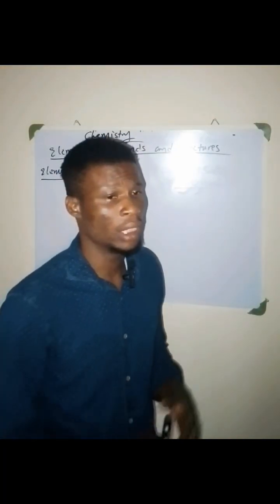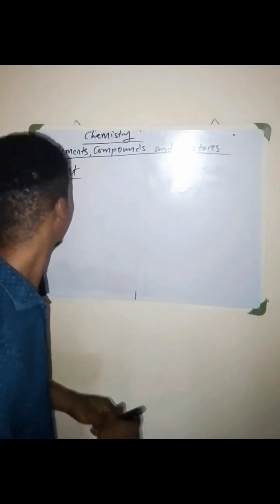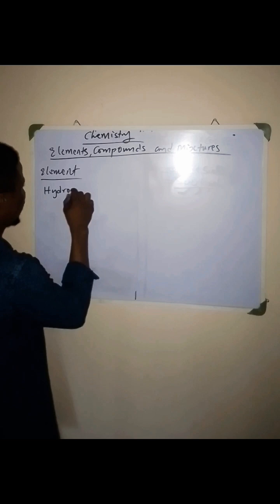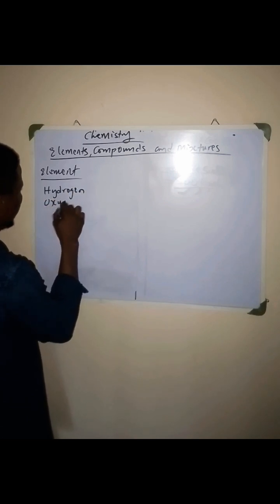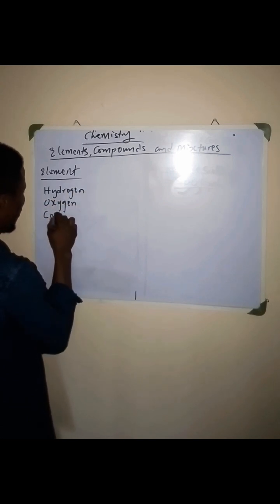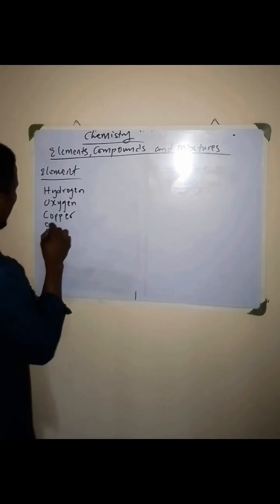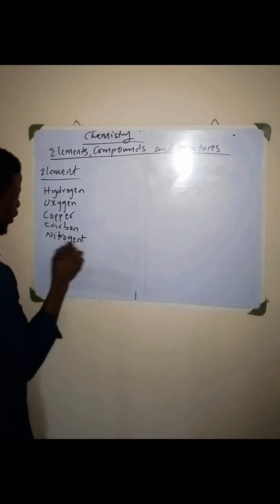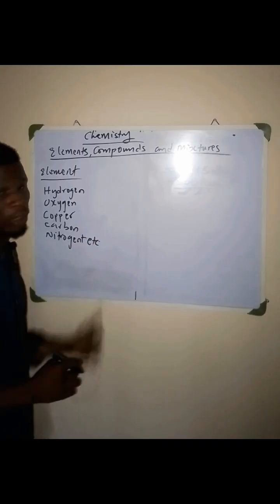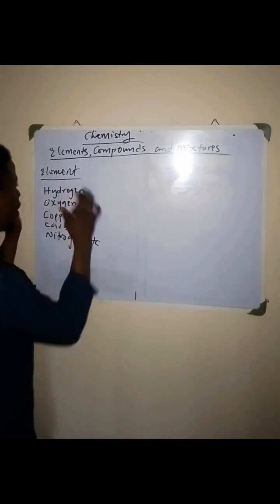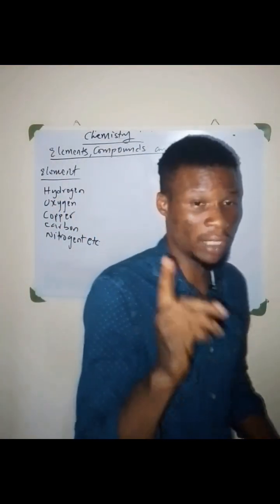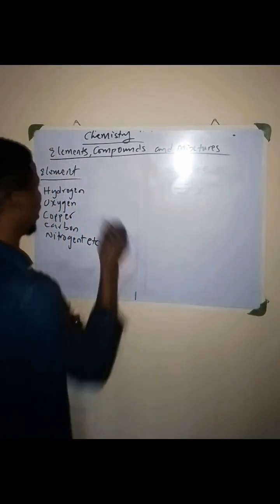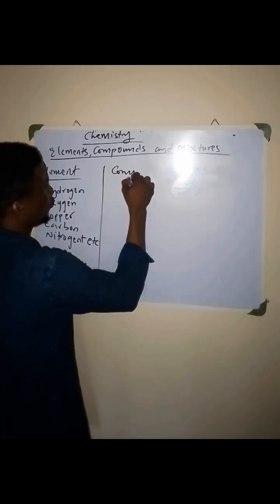Examples of elements we know in chemistry, there are a lot of elements: hydrogen is an element, oxygen is an element, copper is an element, carbon, nitrogen, etc. These are all examples of elements. They are made up of one type of atom, so they cannot be split further into simpler substances. Now let's look at what a compound is.